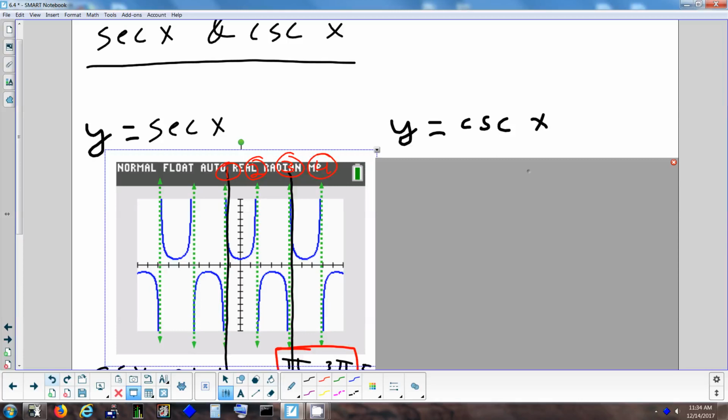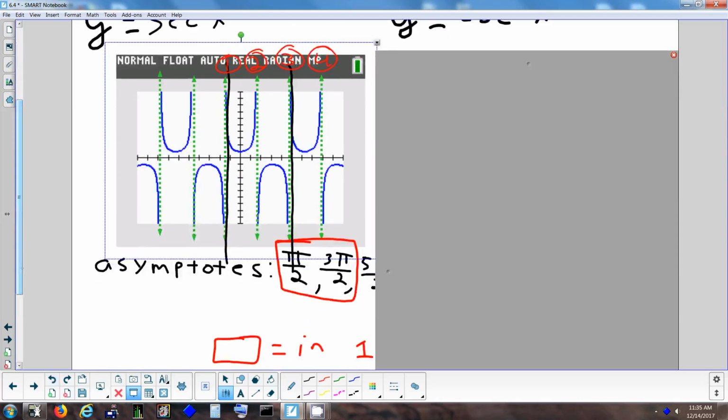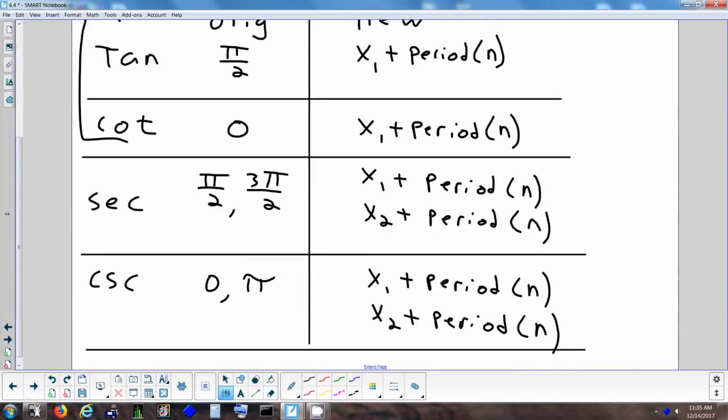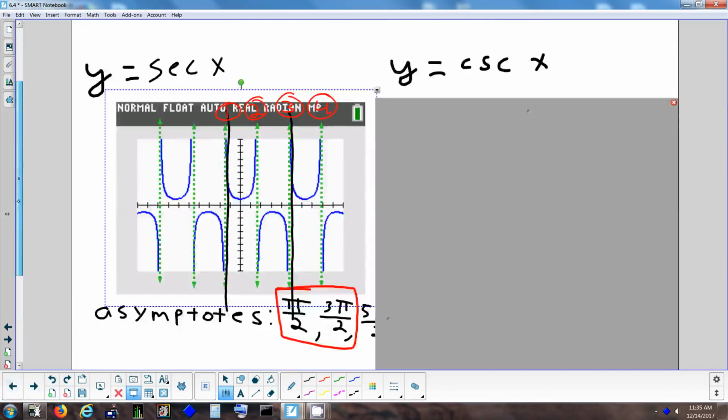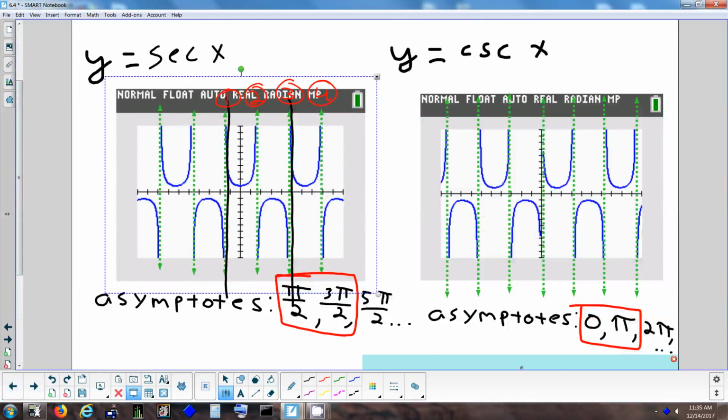You don't really have to memorize where they are. Are they at pi over 2? Are they at 3 pi over 2? I'm going to give you a chart in a second that tells you exactly where they are. So you don't have to worry about copying these asymptotes. Now, if you look quickly, you might just say, well, aren't they the same? Not quite.